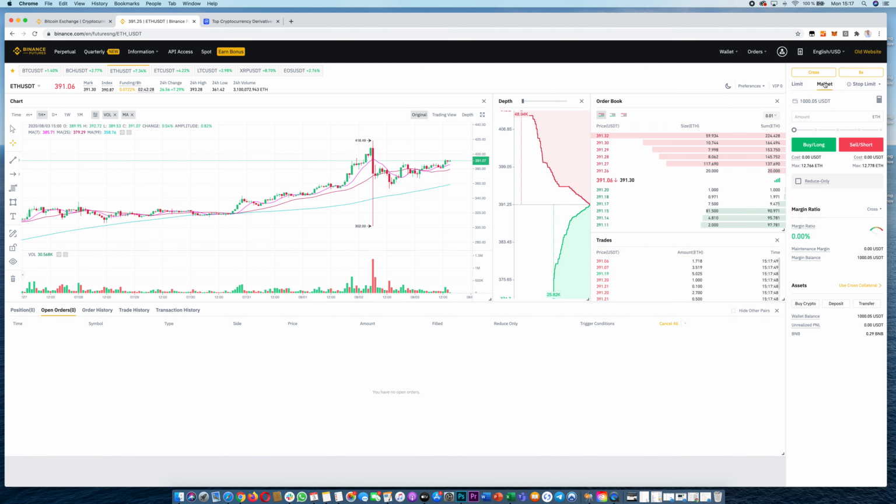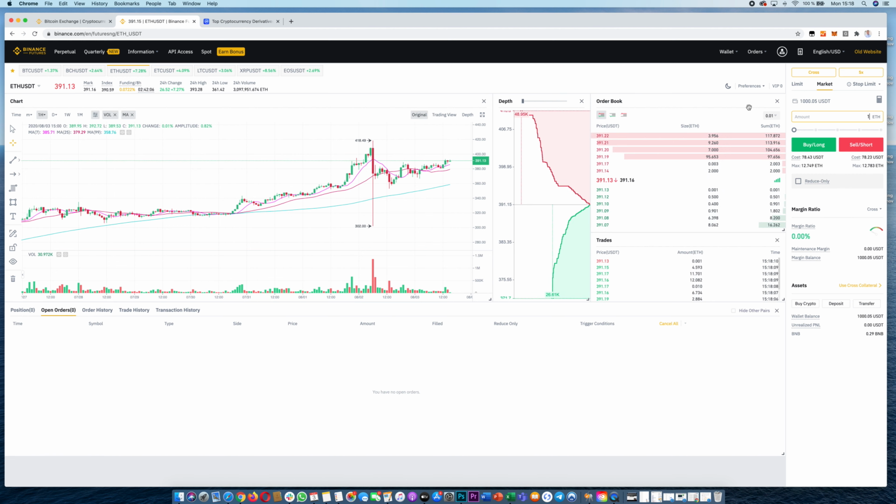Different is a market order. With a market order, your order will be executed immediately. Let's say you want to buy 1 Ethereum. You can either go long, so buy it, or sell short. Sell short meaning if you believe the price will go down, then you would actually go short on that one.